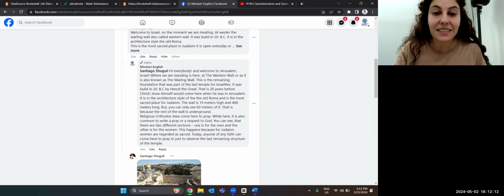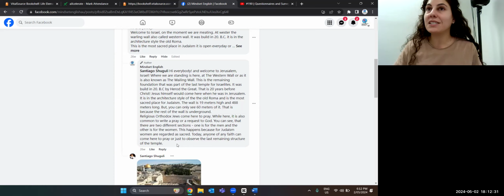You can see that there are two different sections. One is for the men and the other is for the women. This happens because for Judaism, women are regarded as sacred. Today, anyone of any faith can come here to pray or just to observe the last remaining structure of the temple.